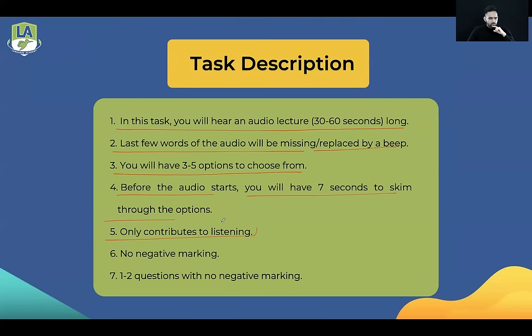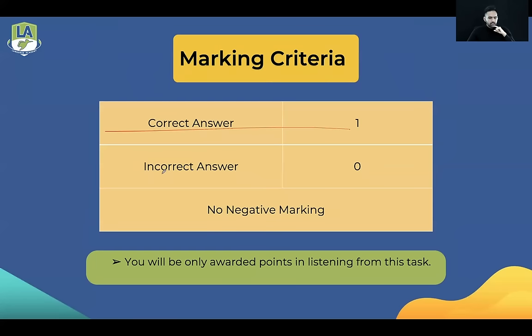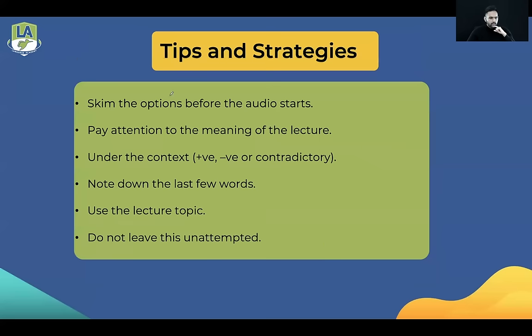This task only contributes to listening, with 1 to 2 questions. You get 1 point for a correct answer, 0 for incorrect, no negative marking, and only in listening. Skim the options before the audio starts. Pay attention to the meaning of the lecture. This is the key. Nothing else can give you the right answer as accurately as this. Understand the lecture, and if you do so, you'll be able to figure out the answer.